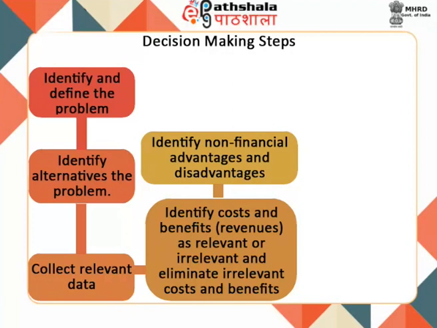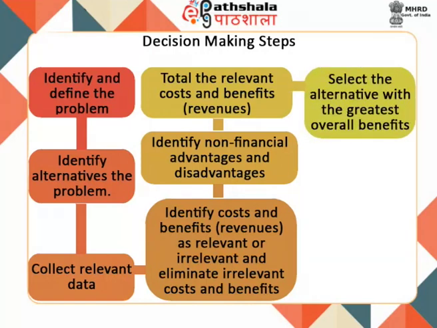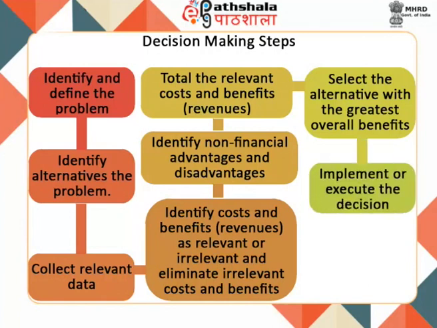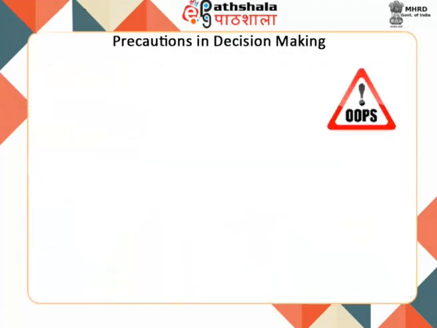about each feasible alternative, total the relevant costs and benefits or revenues for each alternative, select the alternative with the greatest overall benefits, that is, make the decision, implement or execute the decision, and evaluate the results of the decision made. Precautions in decision making.